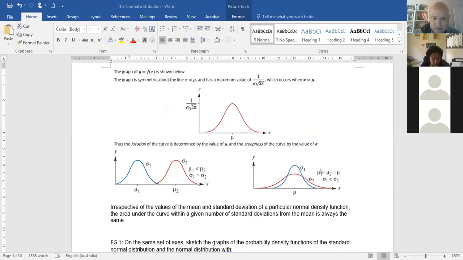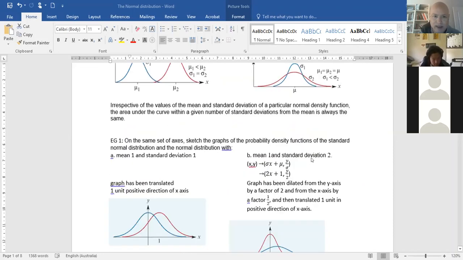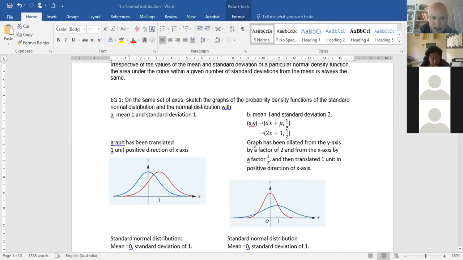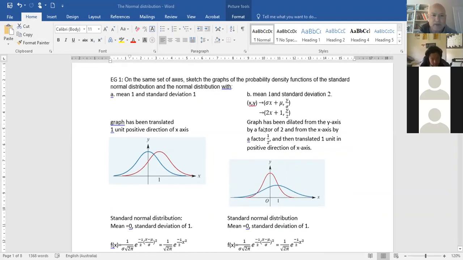Doesn't matter what the mean and standard deviation is, you're always looking for the area under the curve of a normal density function. Okay, here's a couple of examples. Example 1 says, on the same set of axes, sketch the graph of the probability density functions of the standard normal and the normal distribution.